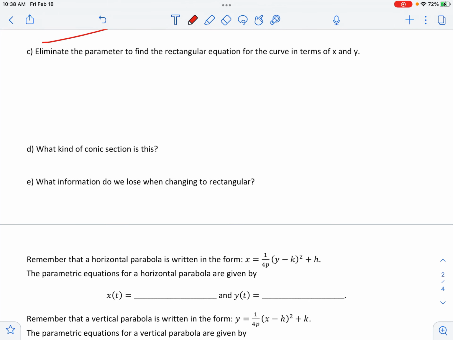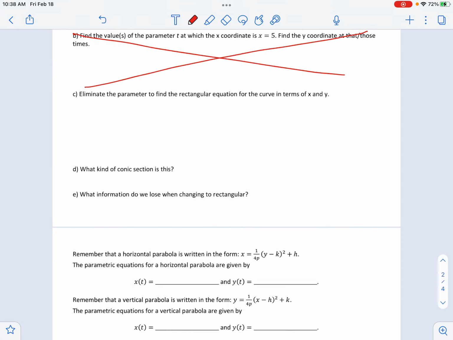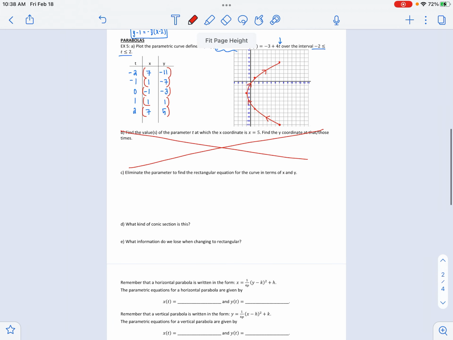All right, next one says eliminate the parameter to find the rectangular equation for the curve in terms of x and y. So we're going to take our first equation, x equals -1 plus 2t squared.